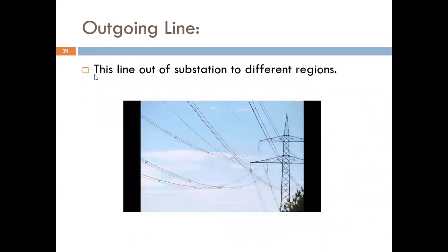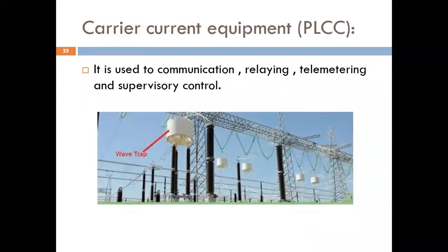Outgoing lines of the substation go to different regions according to the supply distribution system from the feeders. Now carrier current equipment is called PLCC. It is used for communication, relaying, telemetering and supervisory control systems. These PLCC systems are used in any abnormal condition for communication from one substation to another substation, or from one substation to the central substations.